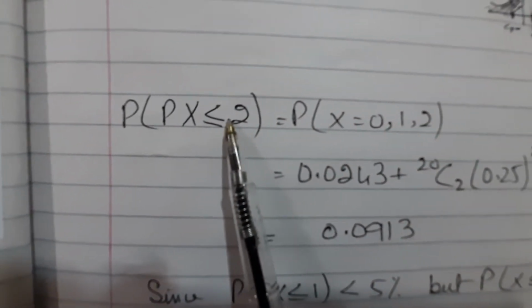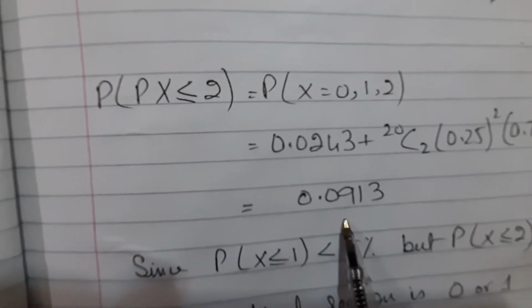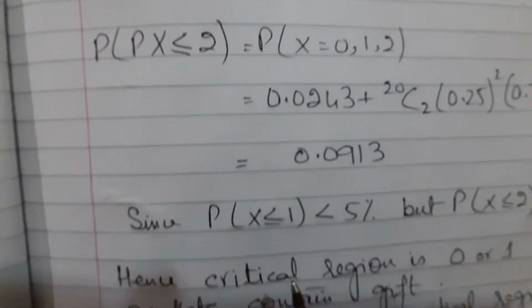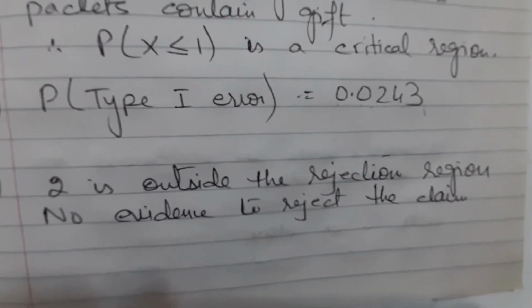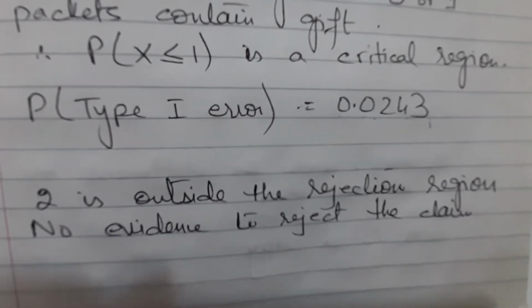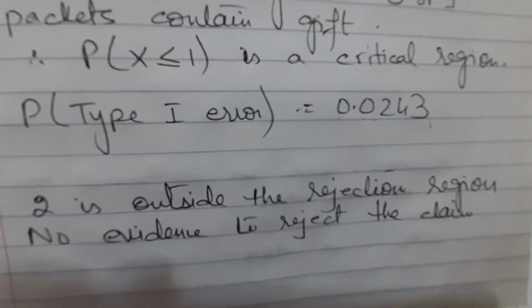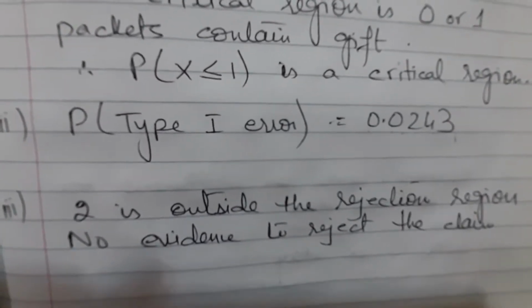Was 2 included in the critical region? We have just found it out. 2 is not included in the critical region. Graphically also I showed it to you that it is somewhere else. So she will conclude that 2 is outside the rejection region. No evidence to reject the claim. And what was the claim? The manufacturer said that 25% of the packets contain a free gift. So now she has no evidence to reject it. So this is what she will conclude.